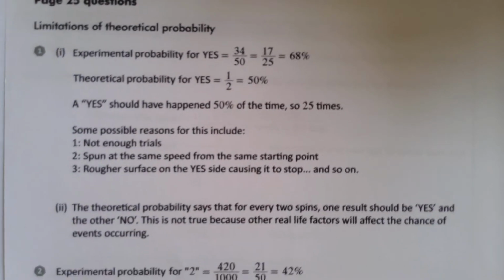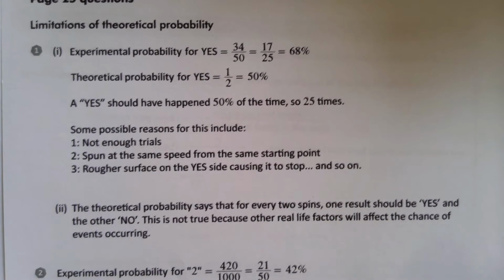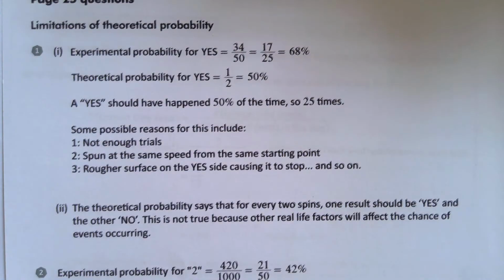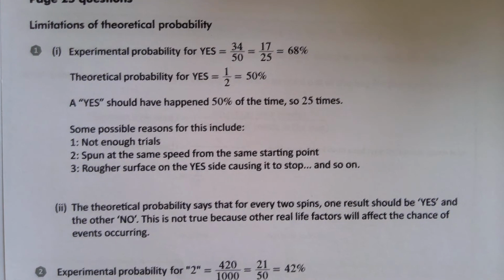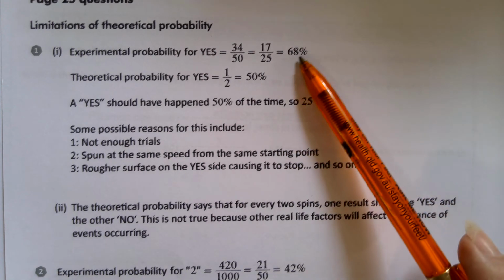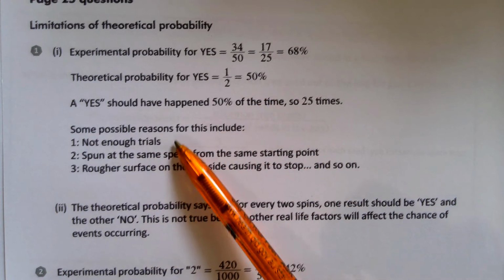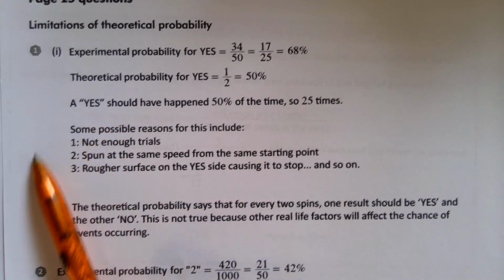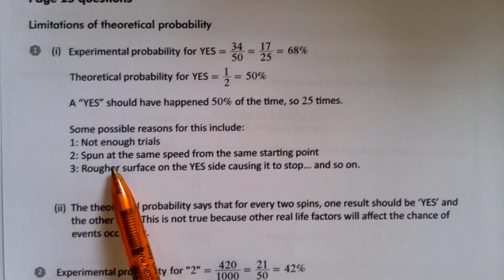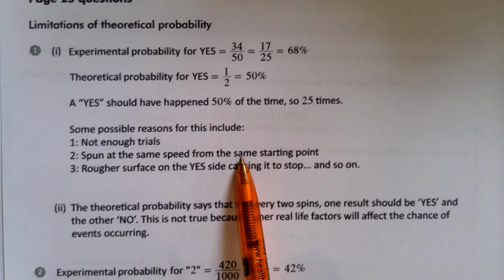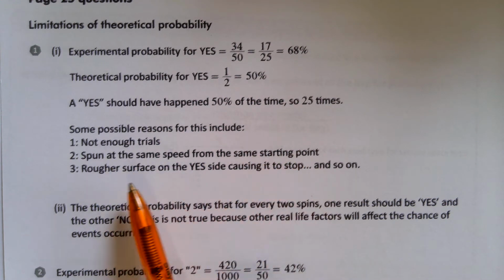And the answers. Experimentally it was 68. We know that it should have been 50. There are some reasons. Maybe there are not enough trials. Maybe it was a different starting point each time. Maybe there's something wrong with the surface. Did you come up with some more? There are many reasons why. They are just a selection.